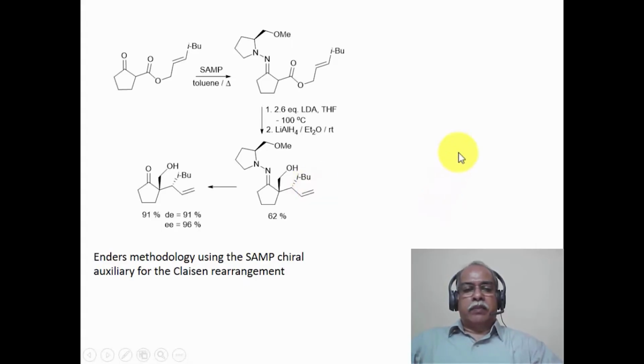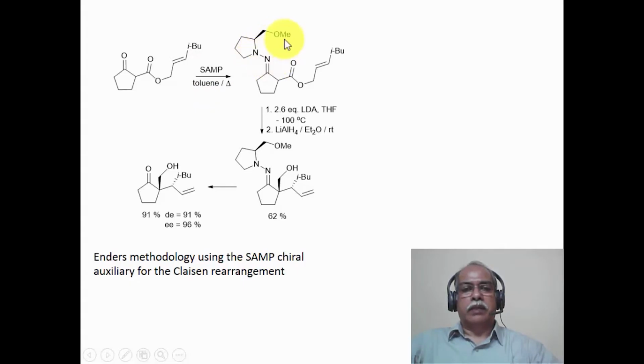Now, Enders have developed a methodology to use the S isomer as well as the R isomer of N-amino methoxymethyl proline derivative. The N-amino methoxymethyl proline derivative is essentially a hydrazine derivative. In the presence of a ketone, when it is reacted with the ketone, SAMP, S corresponds to the S isomer, and R corresponds to RAMP, the corresponding configuration of this particular chiral center. So the S isomer of proline is the derivative that is being talked about.